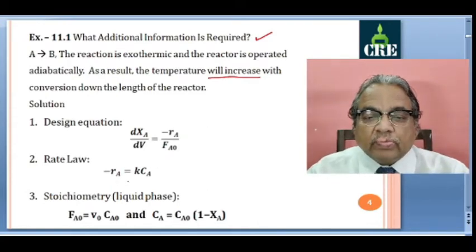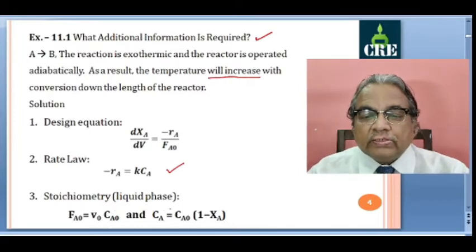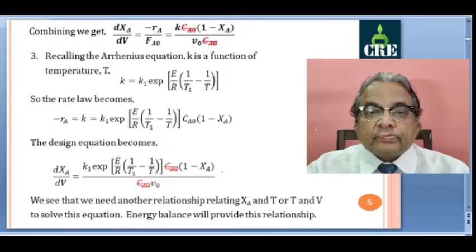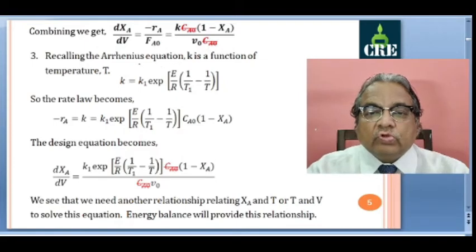The rate law is -rA = k CA. We are considering it as a first order reaction. From stoichiometry for liquid phase, we know FA0 is equal to v0 CA0 and CA is equal to CA0 into (1 - XA). So dXA/dV, that is -rA/FA0, where FA0 can be written as v0 CA0, and -rA is k CA, with CA replaced by CA0 into (1 - XA). CA0 will cancel out. So dXA/dV can be written as k(1 - XA)/v0.